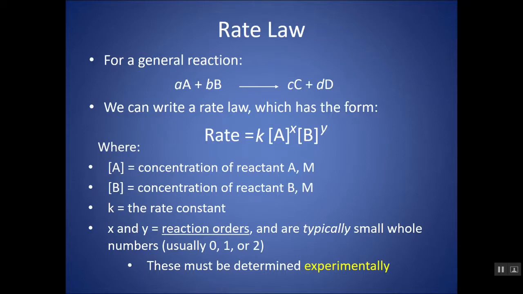Notice I don't put C and D into the rate law because those are products. I'm only putting in the reactants because those are what are reacting and colliding to create a chemical reaction. Adding the exponents together would give me what we call the overall order of the reaction.